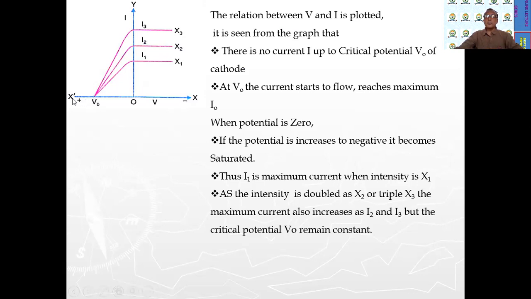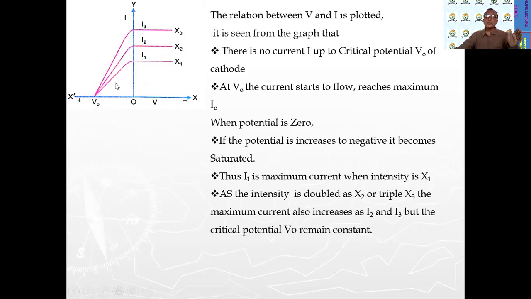That means up to this portion, if you see, there is no current, here there is no current, but current starts to flow just at the critical value V0. That means when the potential of the cathode was V0, at that particular potential, the cathode starts emitting the charged particle, that is the electron. At that time, the electrometer shows some electric current, or photoelectric current, and as we go on increasing the potential, the current goes on increasing.